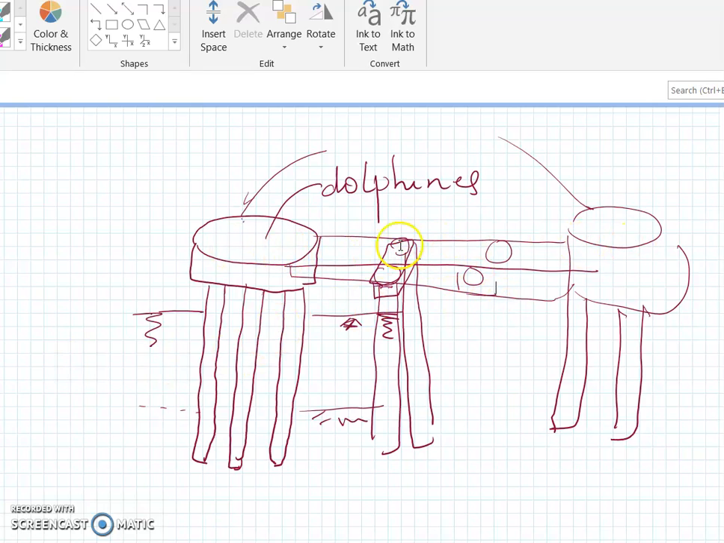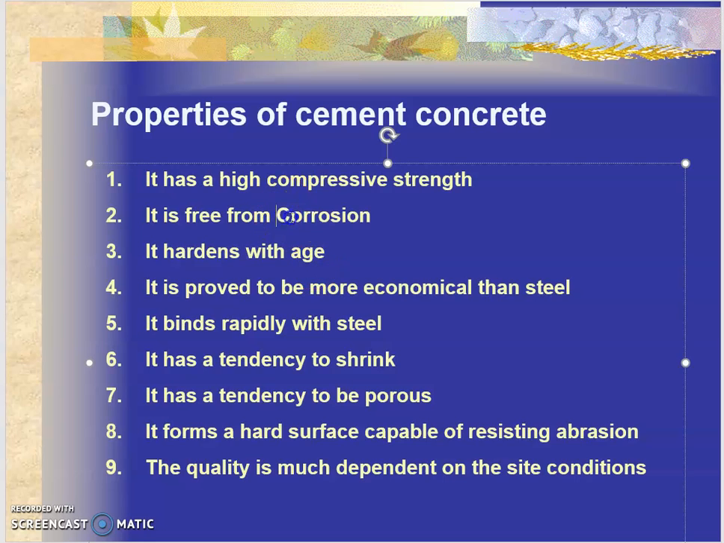Initially they had constructed this pedestrian bridge of steel. They constructed one, it collapsed because of the load. They constructed a second, that also collapsed. Then they went for RCC. Why did they go for RCC? Because this is free from corrosion. It's also cheaper, but it is also free from corrosion.